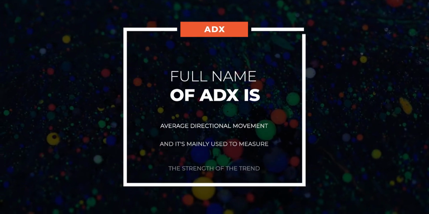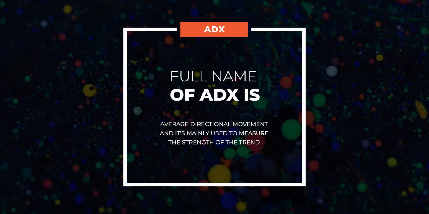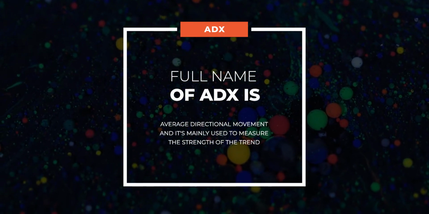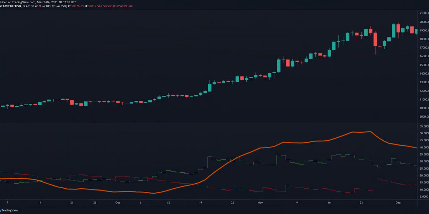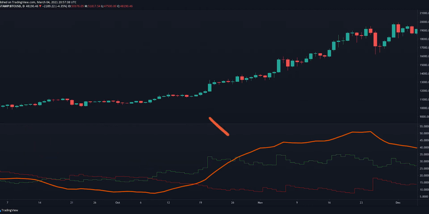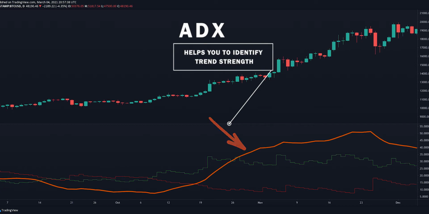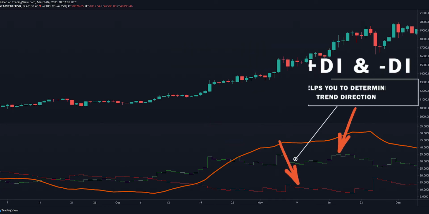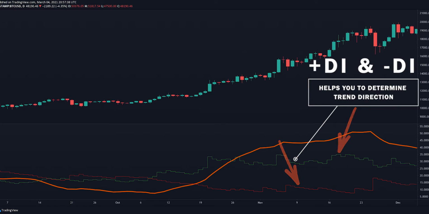The full name of the ADX indicator is Average Directional Movement, and it's mainly used to measure the strength of the trend. You can often see the ADX indicator integrated into the so-called DMI indicator, which combines the ADX, represented with the bold line, and two moving averages called plus DI, positive directional indicator, and minus DI, negative directional indicator. The ADX helps you to identify trend strength. On the other hand, minus DI and plus DI help you to determine trend direction.